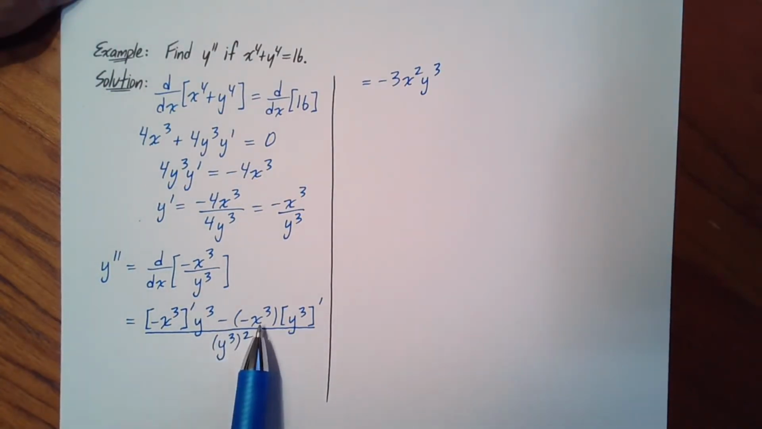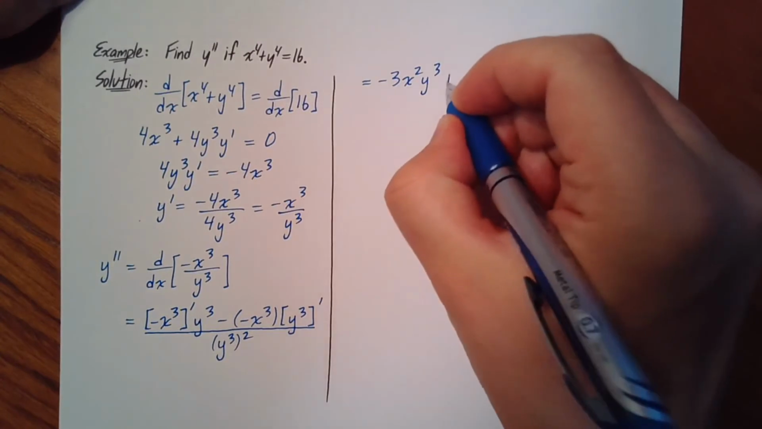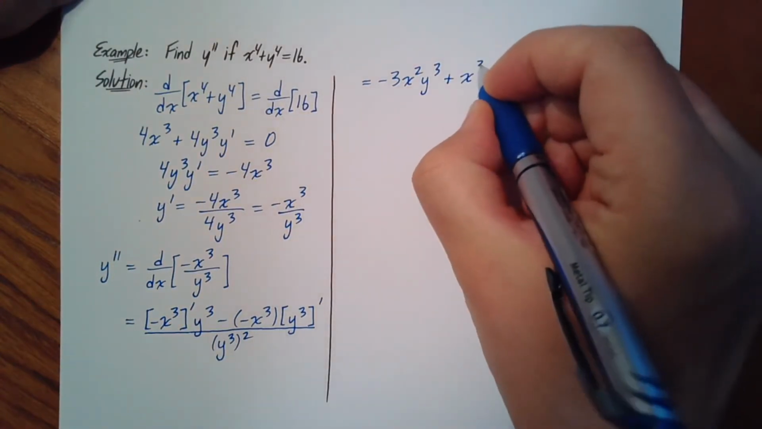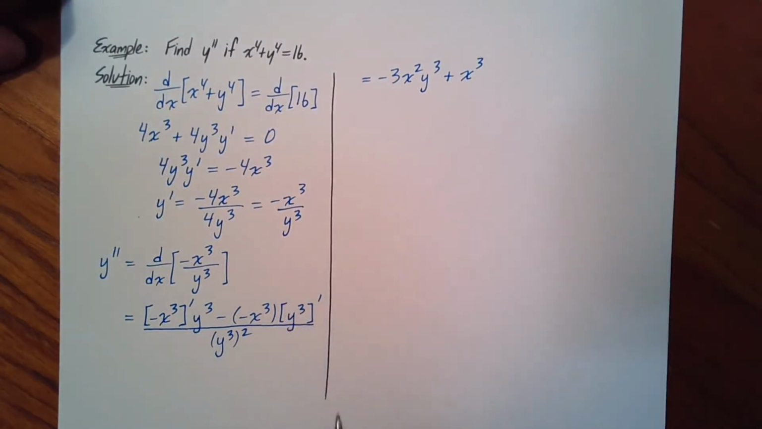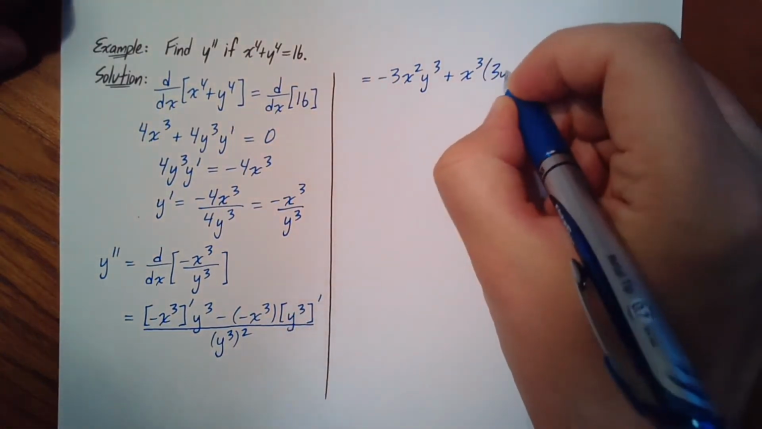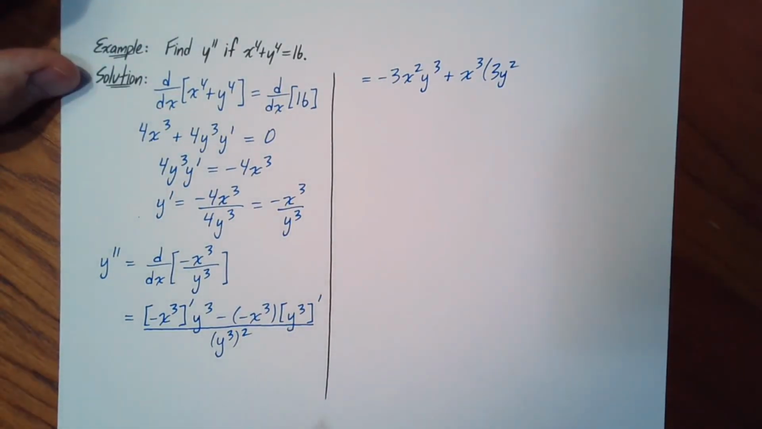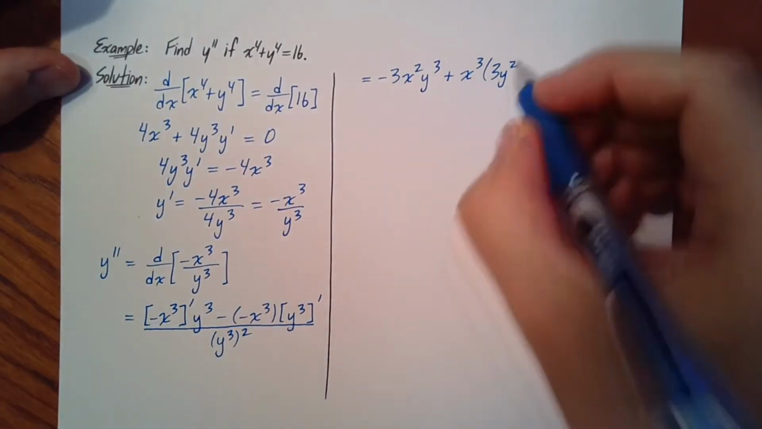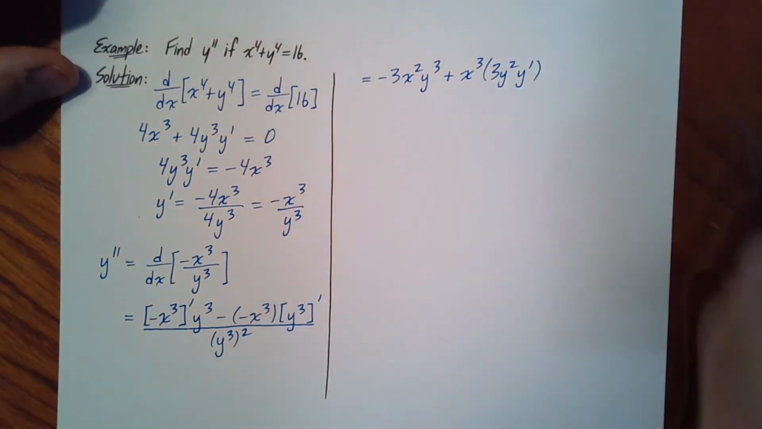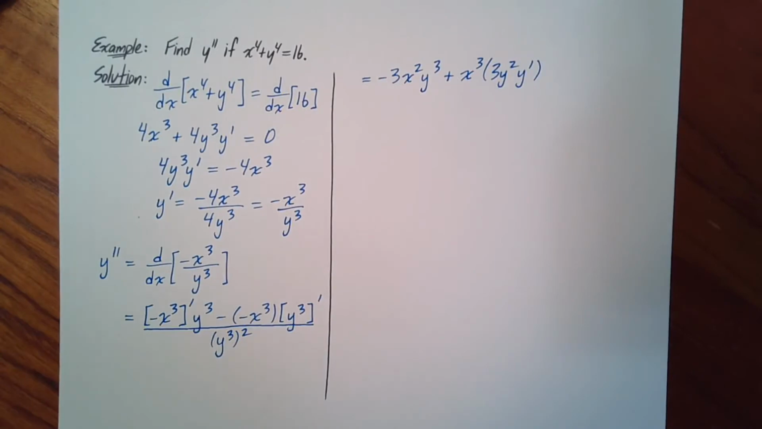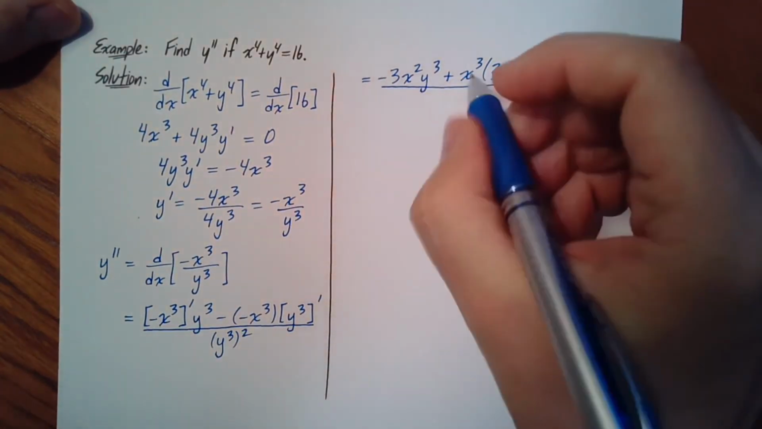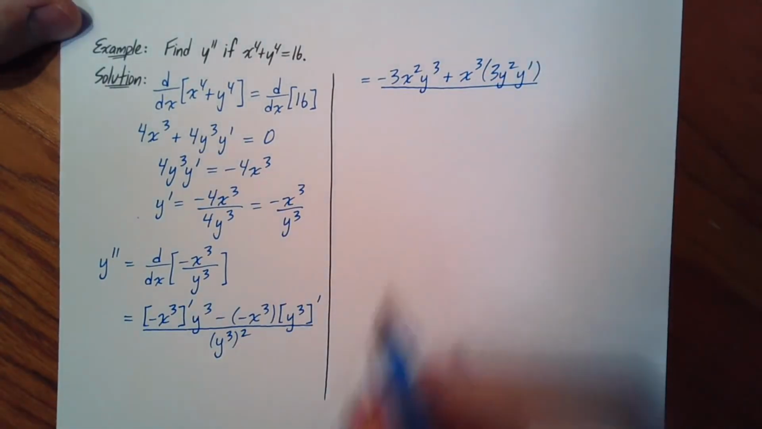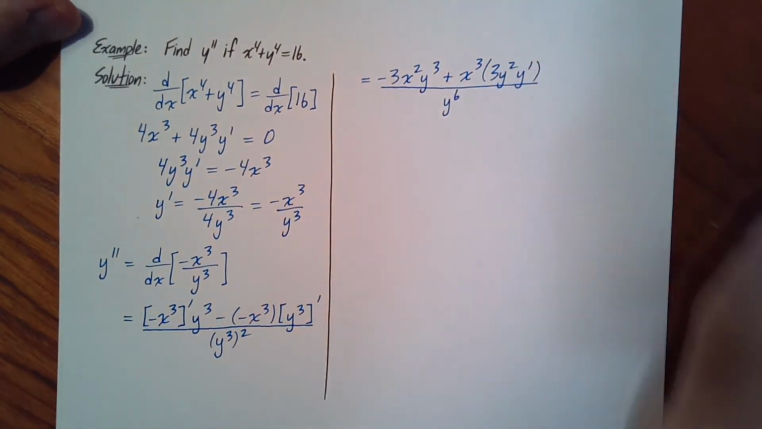Negative x cubed. Let's combine those negatives and write plus x cubed, just to make it a little bit easier to read. And then the y cubed that's getting differentiated, that's going to be 3y squared, right? Because using the power rule. But here we've got an inside function y here, so we have to multiply by its derivative using the chain rule. Okay, so that is our new numerator. Now all of that is going to be divided by y cubed squared, which is y to the 6, because you're going to multiply the 2 and the 3.